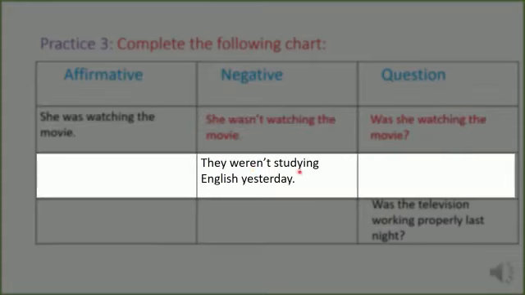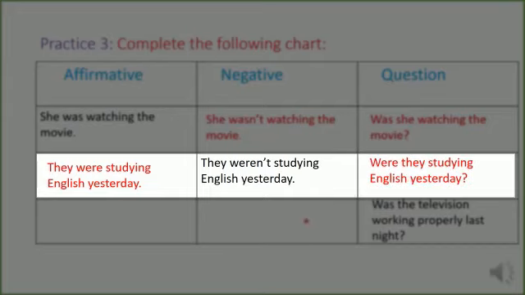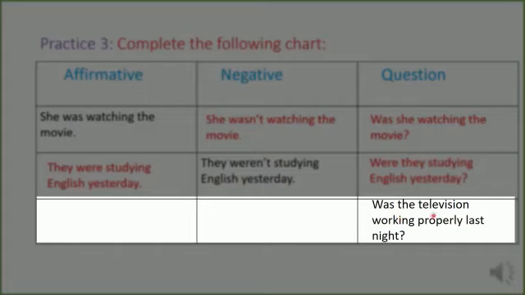Here, they weren't studying English yesterday. In the affirmative, cross out the negative word not. They were studying English yesterday. In the question form, start with the verb to be. Were they studying English yesterday? Question mark. Was the television working properly last night?